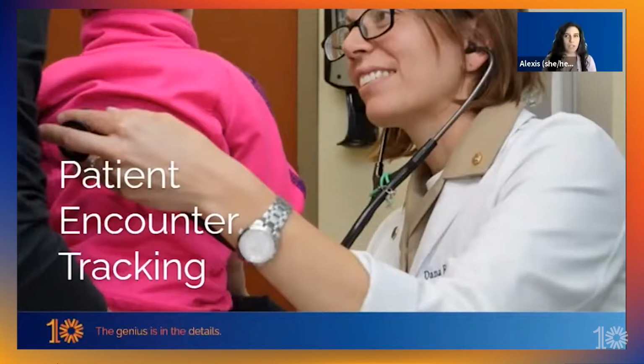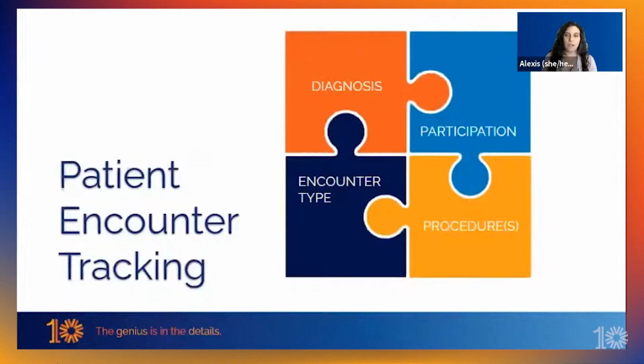And so our patient encounter tracking is one of those elements that you can utilize. Here, a student can put in the diagnosis, the level of participation. So for example, if they're just observing, if they're doing something, so thinking about those milestones, particularly for EPAs, they can be put in also the specific procedure or procedures and the encounter type. So looking at if it's inpatient, if it's ambulatory, et cetera.